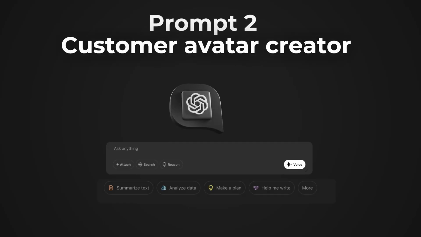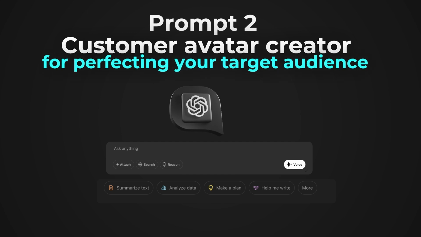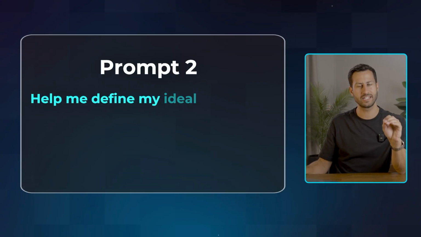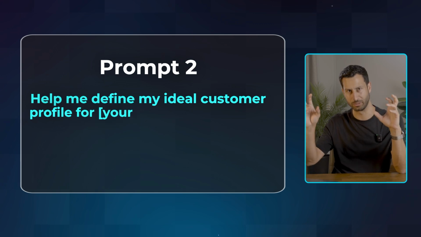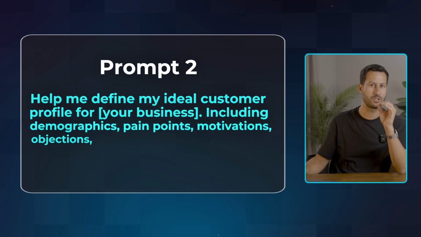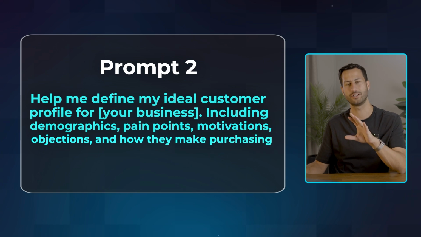The second best ChatGPT prompt to save you time and money is the customer avatar creator for perfecting your target audience. Because we all know that if you're marketing to everyone, then you're pretty much marketing to no one. This next prompt will help you define who your perfect customer is so your marketing actually converts. So here's the prompt. Help me define my ideal customer profile for my business, including demographics, pain points, motivations, objections, and how they make purchasing decisions.